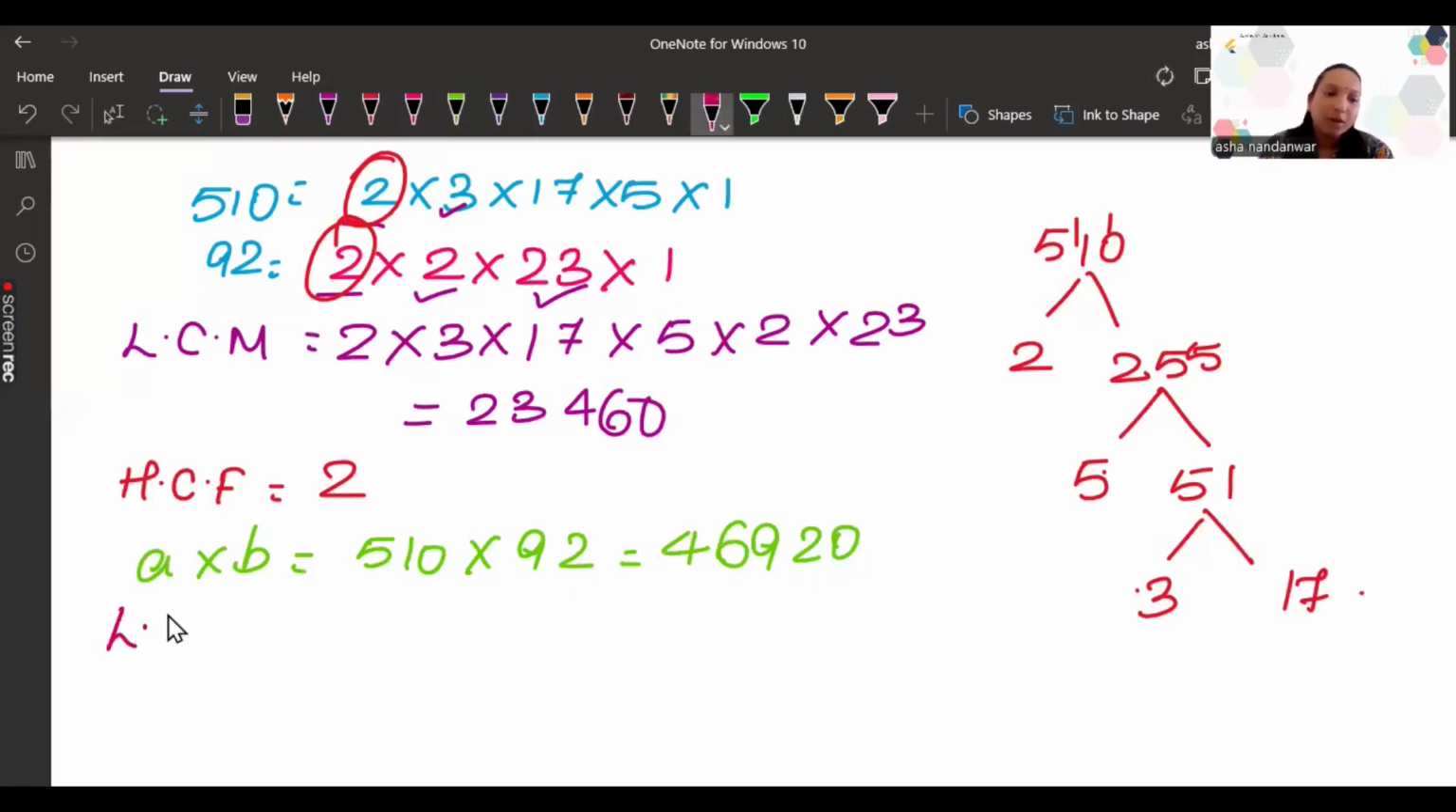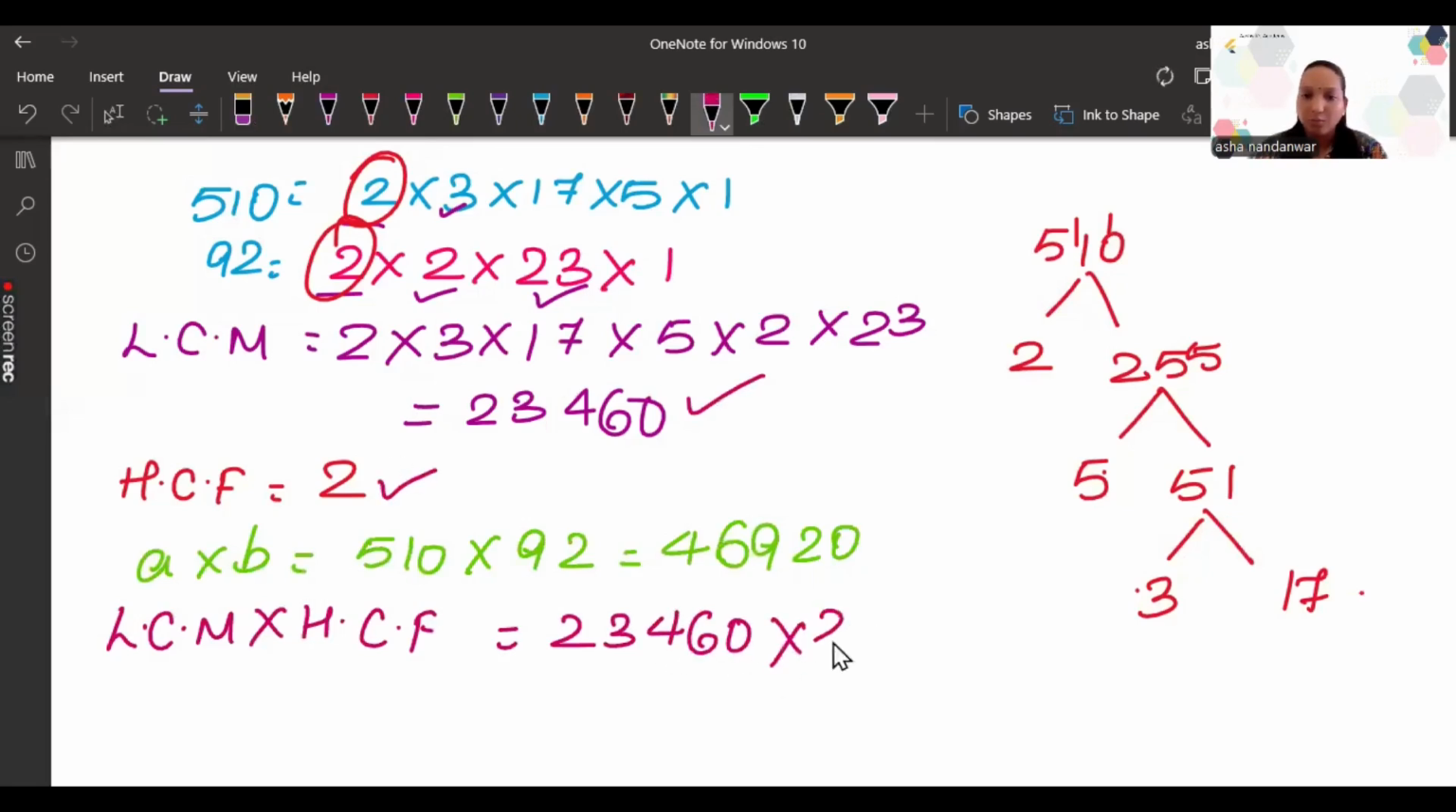Now let's find the product of LCM and HCF. LCM is 23460. HCF we got is 2. When you multiply the two numbers, you will be getting the same answer. So hence it is verified. LCM into HCF is equal to the product of 510 and 92, that is A into B.